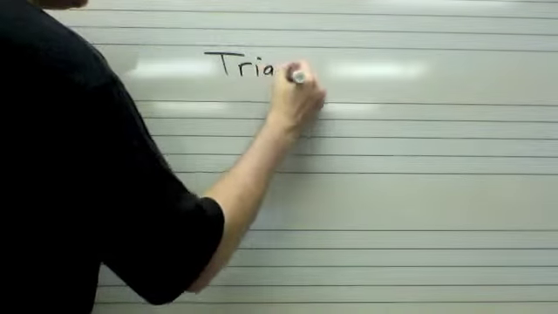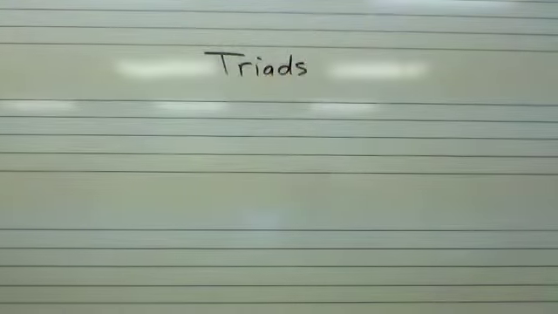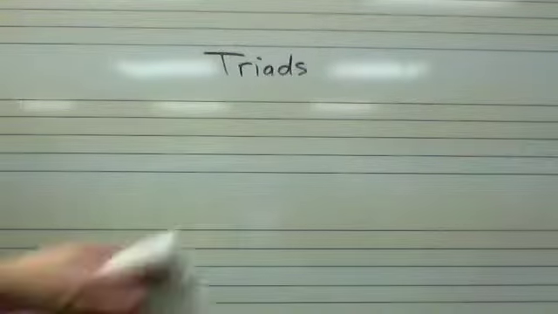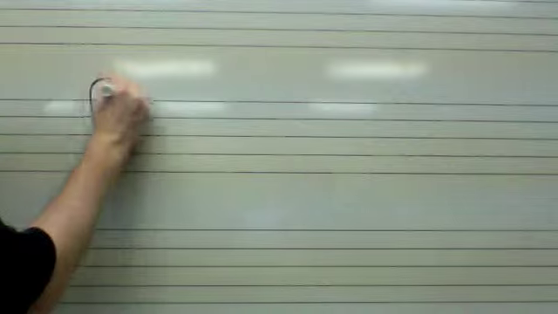A triad is a specific kind of chord that has three notes, and there are four types of triads which we will be concerned with.